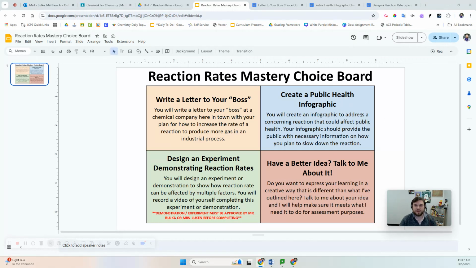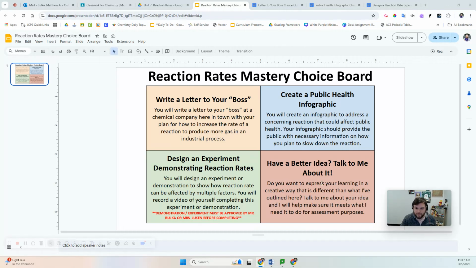The second option is creating an infographic to address a concerning reaction that could affect public health. Your infographic should provide the public with necessary information on how you plan to slow down the rate of a reaction. And then the final choice that I've created for you is designing or demonstrating an experiment with reaction rates. So you'll pick two factors that can affect reaction rate, and you will perform a demonstration much like I did in my videos. Okay, and you will talk through what's going on at the visible level, and then explain what is happening at the molecular level with those collisions between those molecules.